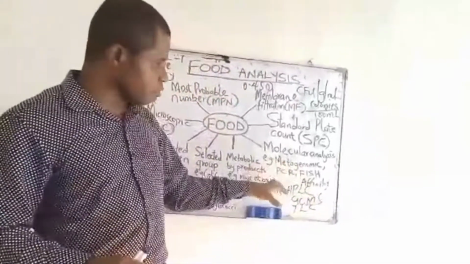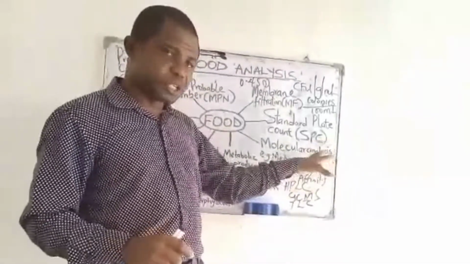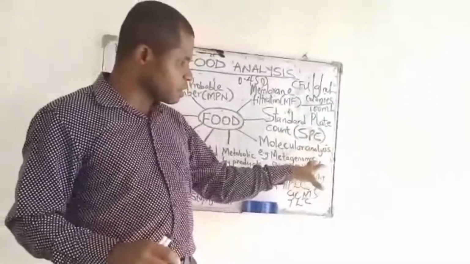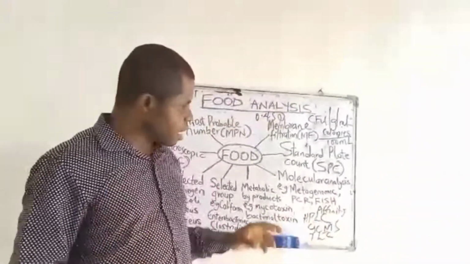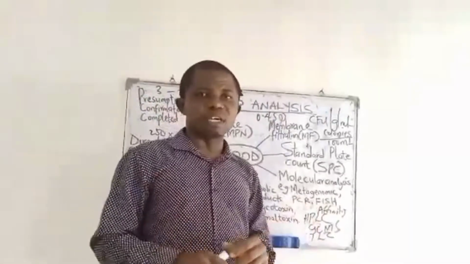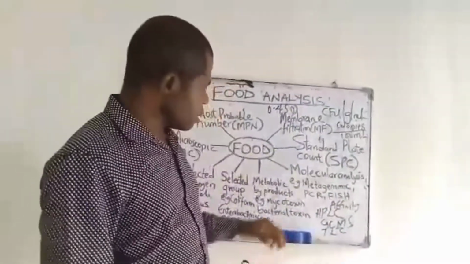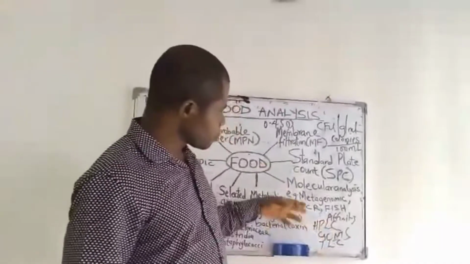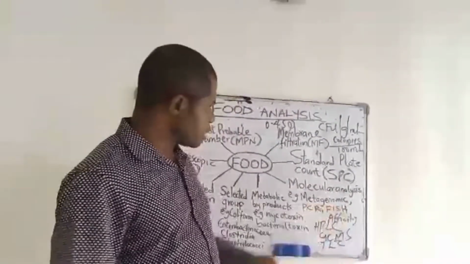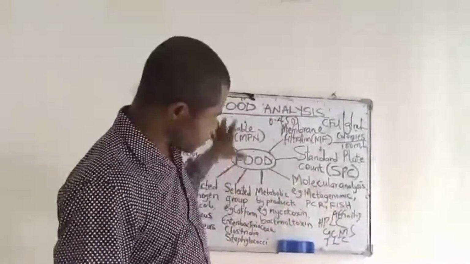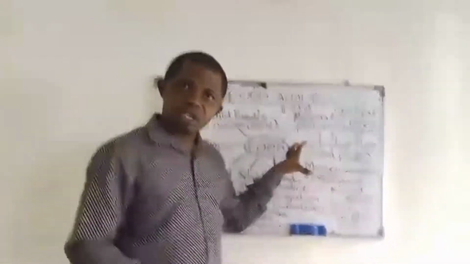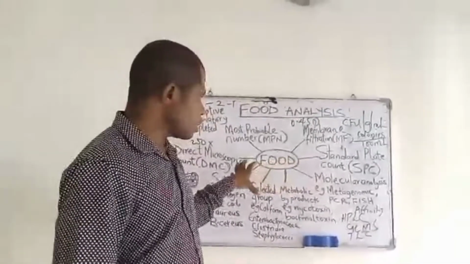PCR is an acronym that stands for polymerase chain reaction. FISH is an acronym also that stands for fluorescent in situ hybridization. Here, an oligoprimer is designed and then used to detect, qualitatively or quantitatively as well, the presence of food pathogens. So these techniques are the ones we dwell on in these lectures.